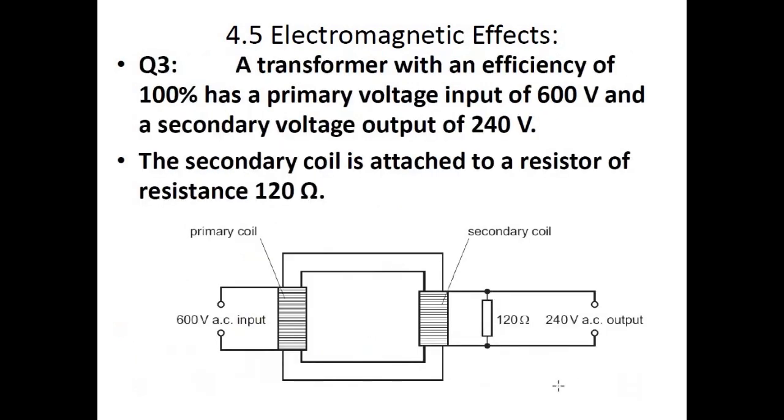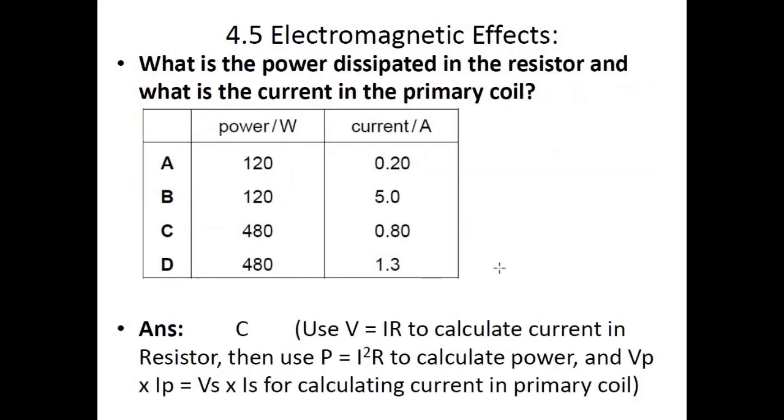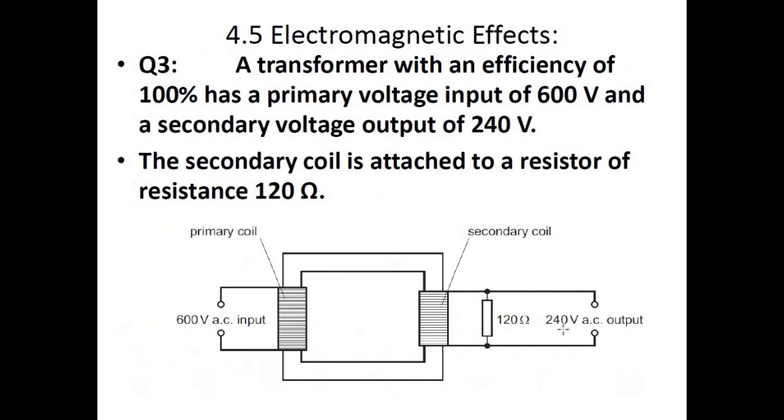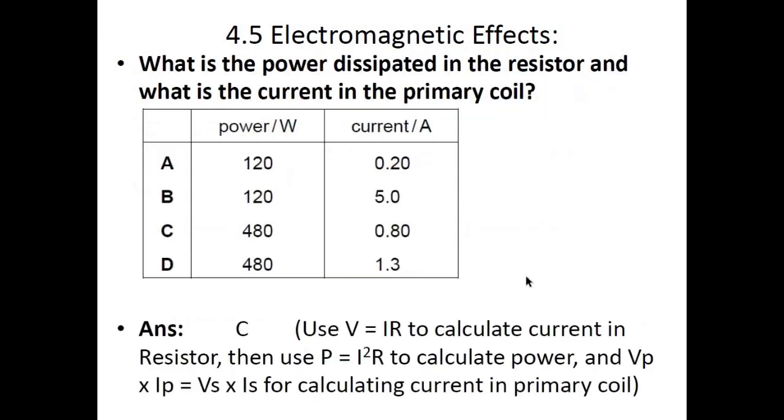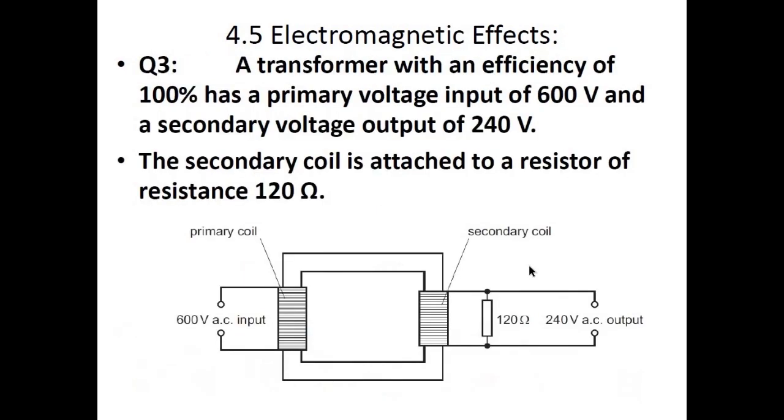Now, first of all, use V equals IR on this resistor to find the amount of current. So V equals IR, so V divided by R would give you I. 240 divided by 120 would give you 2. So that means this is having a current of 2 ampere. Now put that into the formula, power equals I squared R, and you would get 4 into 120, so 480 watts would be the power.